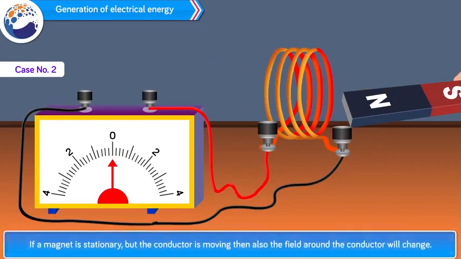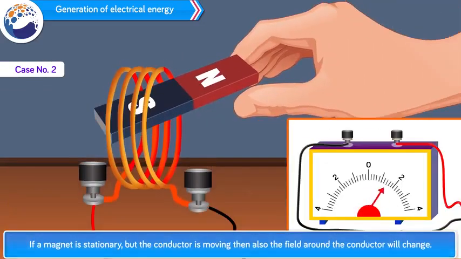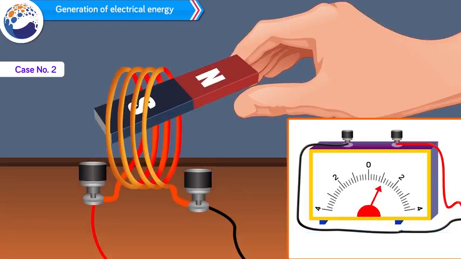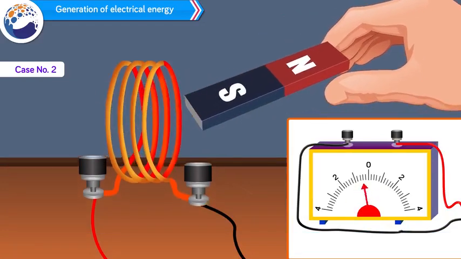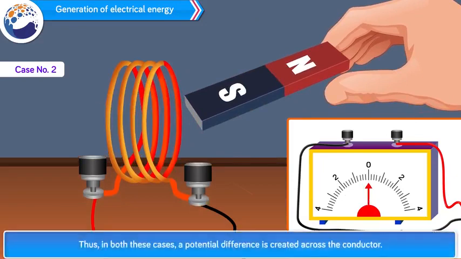Case number 2. If a magnet is stationary but the conductor is moving, then also the field around the conductor will change. Now if you keep the bar magnet at rest and move the coil, the galvanometer again shows deflection. Thus, in both cases, a potential difference is created across the conductor.